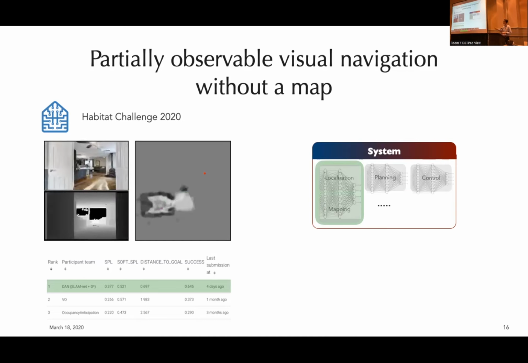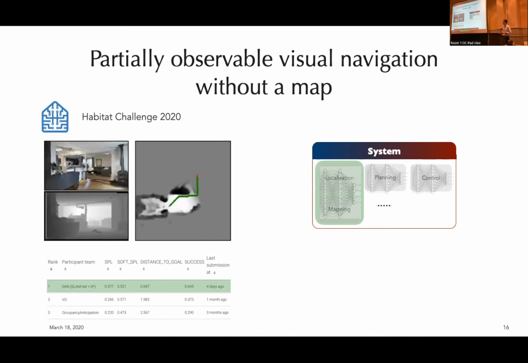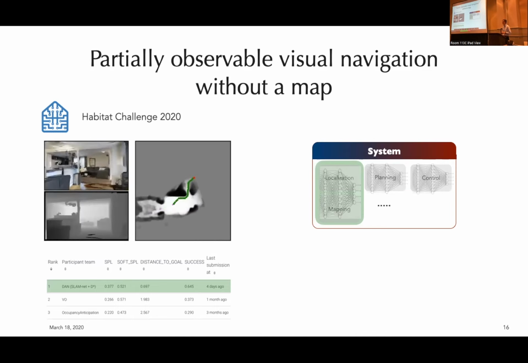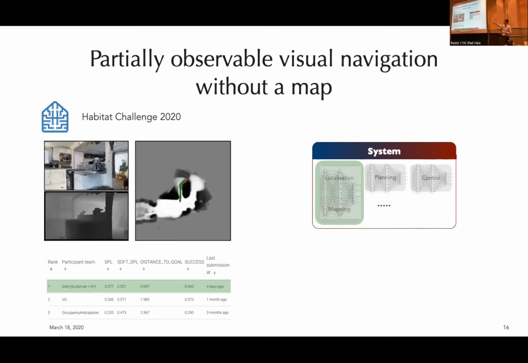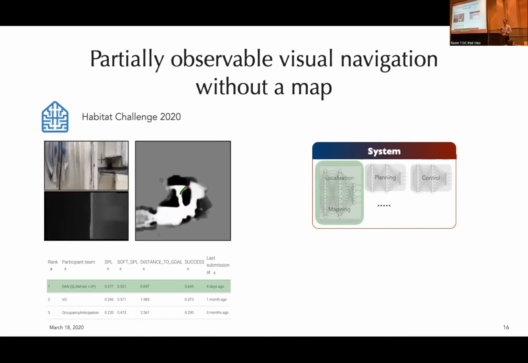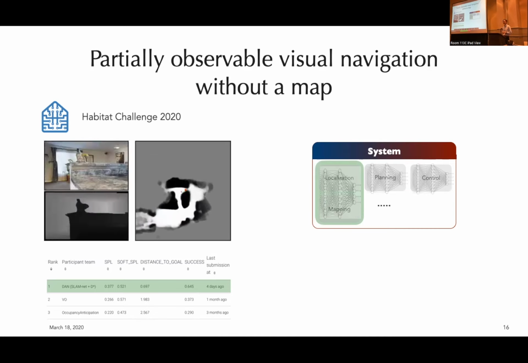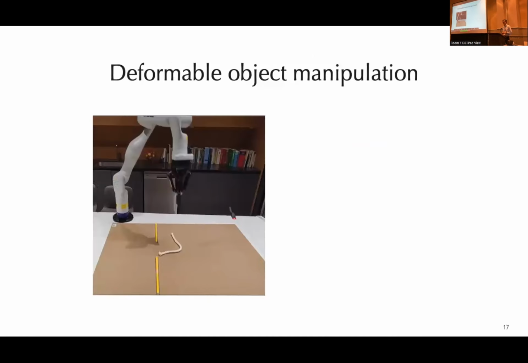Okay, you can see that it navigates in a complex visual environment while it's building the occupancy grid map at the same time. Right? It's all learned. All right, so let me show you another.